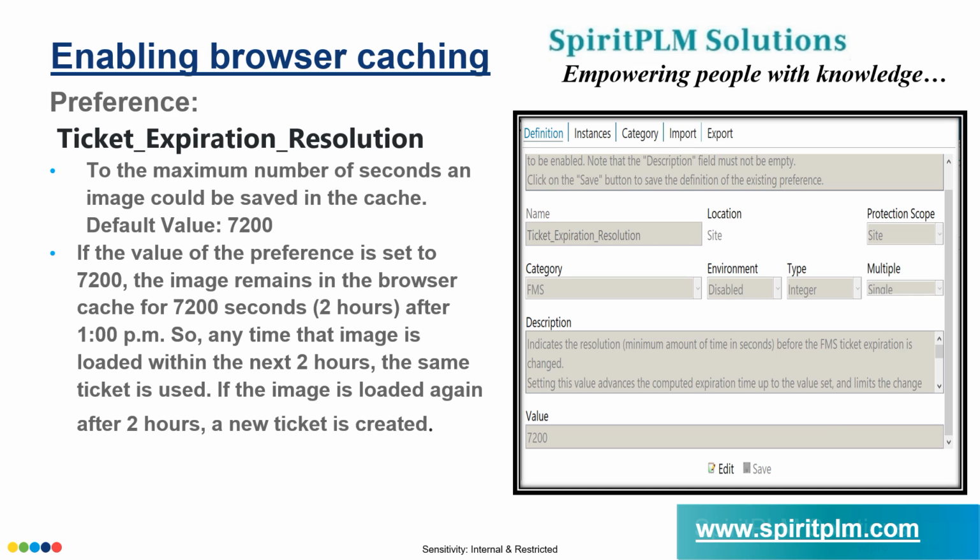And suppose every time you load the same image after 2 hours or 3 hours, a new ticket is going to be created. For example, after 1 p.m., and let's say at 2 or 3 p.m., if you want to load the same image, every time a new ticket is going to be generated. So there is such a preference, and using that you can enable the browser caching.